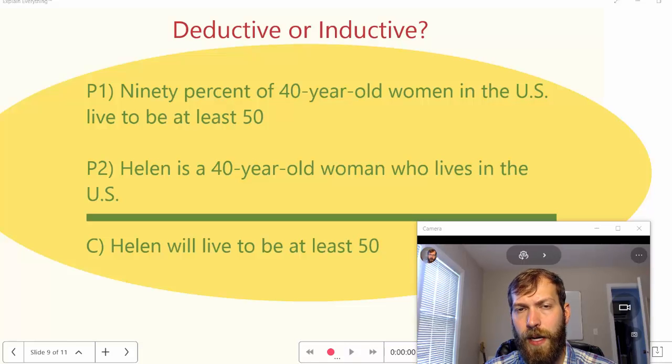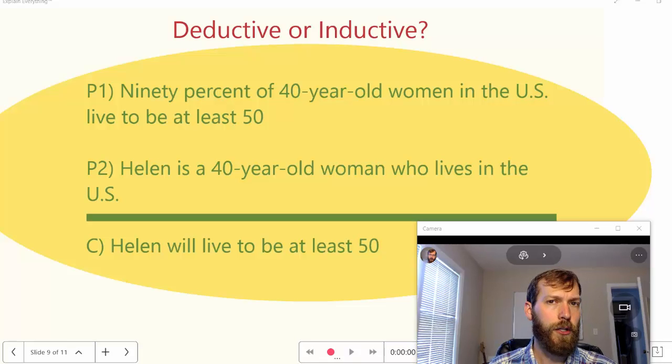Okay, if you maintained that this was an inductive argument, you're right. So premise one tells us that 90% of 40-year-old women in the US live to be at least 50, and premise two tells us that Helen is a 40-year-old woman. Based on the information that we have available to us, all we know is that Helen has a 90% chance to live to be at least 50. But our conclusion makes a stronger statement. It says that Helen will live to be at least 50. So our conclusion only has a 90% chance of being true. So we're relying on probabilistic reasoning to get us to the conclusion.